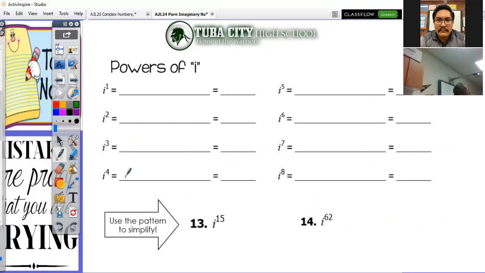All right, next thing: the powers of i. Here, if we look at this chart, I have i to the 1 power, i to the 2 power, i to the 3 power, i to the 4 power, all the way up to the 8th power.